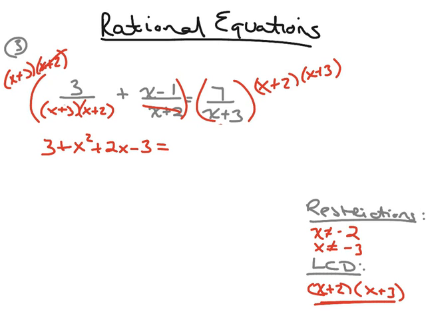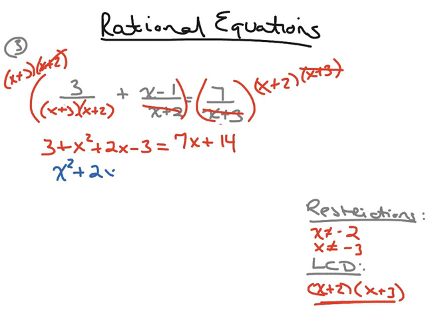Over on the other side, x plus 3 is going to cancel. So I need to multiply 7 times the x plus 2, which is going to give me a 7x plus 14. So you'll notice that I'm dealing with a quadratic here, and I want to solve this quadratic. And in order to solve this quadratic, I'm going to need to get this thing equal to 0 first. So I'm going to go ahead and start simplifying here.